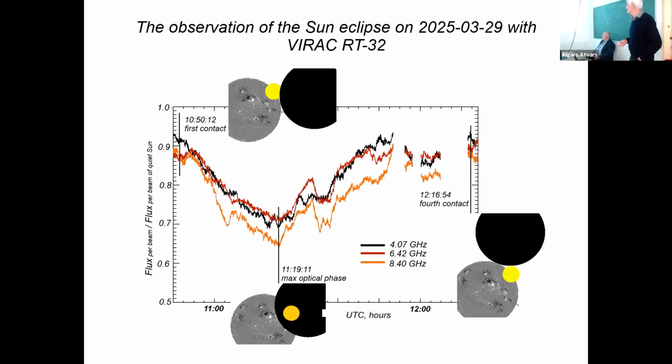And the last, maybe exotic, is not maybe very scientifically valuable, but it is exotic and interesting. It's observation of the sun eclipse, which was made on the 29th of March. Here you can see the profile for 3 frequencies and moments. The first optical contact, the maximal phase of observation, and the fourth optical moment that is here.